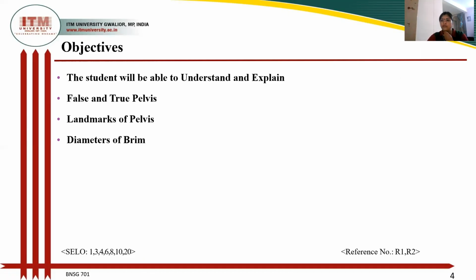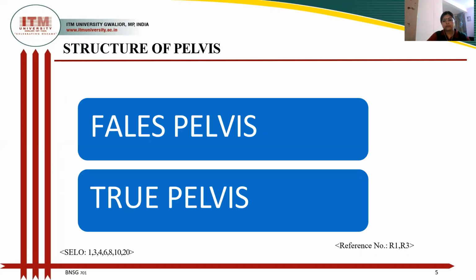So the objectives of the class will be to understand and explain what is the true pelvis and what is the false pelvis. Then the student will identify the various landmarks of the pelvis and the diameters. Usually, this will be a 10 marks question, or even a 5 marks question. Explain about the structure of the pelvis, or the false and the true pelvis.